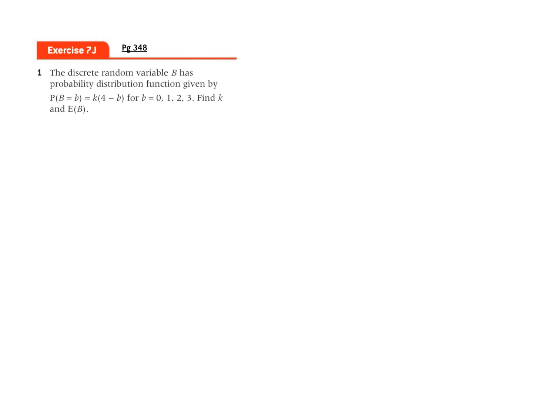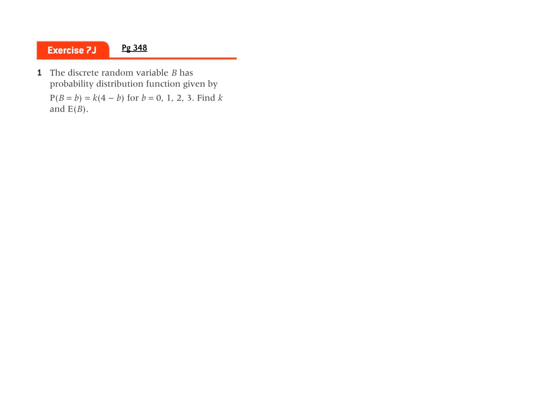So this is just like a super abstract problem. And so when I say that, there's no context, right? There's no dollars, there's no winning, there's no newspapers. It's just some random problem. So the discrete random variable B has a probability distribution function given by P of big B equals little b equals k times 4 minus b, for all of the b's that are 0, 1, 2, 3. Find k and E of B.